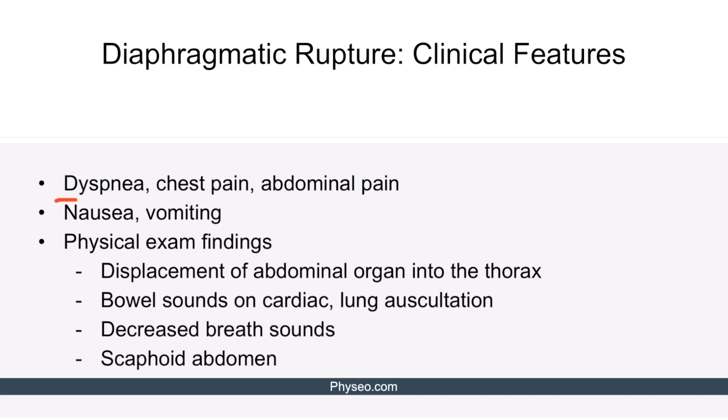Now let's discuss the clinical features. Classically, patients report dyspnea, chest pain, abdominal pain, nausea, and vomiting. For your board, you're expected to know the typical physical exam findings, such as bowel sounds on cardiac or lung auscultation, decreased breath sounds, and a scaphoid abdomen. Note that the above-mentioned symptoms and clinical findings are the results of the internal evisceration of abdominal organs in the chest through the diaphragmatic tear. This leads to lung compression, respiratory compromise, and possible abdominal obstruction.